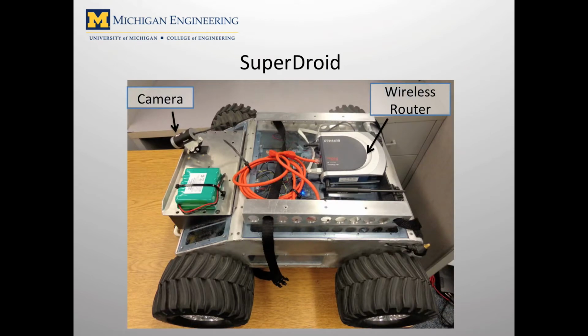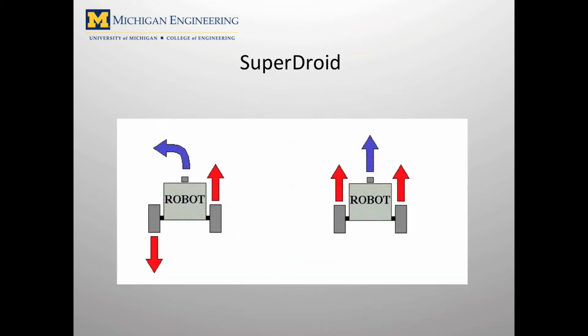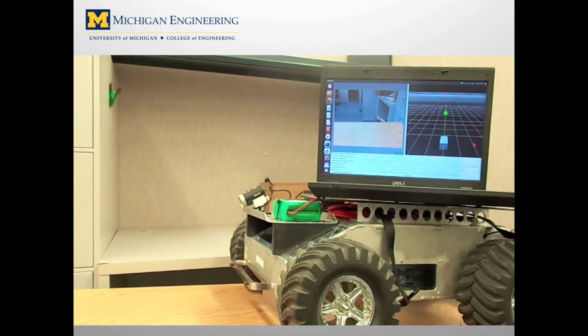The robot I used for the project is called the SuperDroid. This differential drive robot moves based on separately driven wheels on either side of the robot. When the robot turns left, the wheels on the right side will turn forward, while those on the left will turn in reverse. Apart from the basic robot control and moving system, the camera is used for detecting the obstacles' positions.